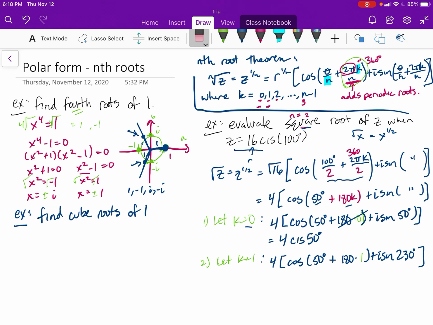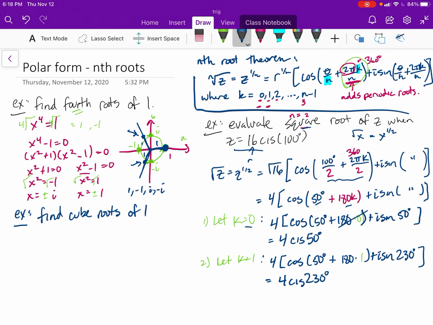I noticed I have an extra parenthesis here. I'm just deleting that. Clean it up. Okay. All right, and again, cis 230 doesn't have any exact values. I would have to use a calculator, and if I wanted it in a decimal approximation, I could. But usually, again, we just leave it as 4 cis 230 degrees.